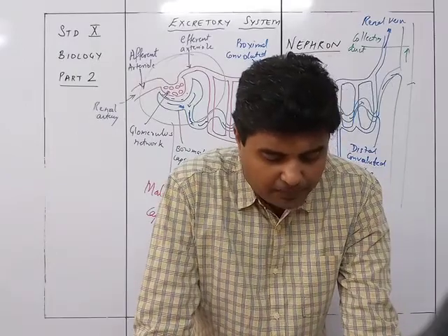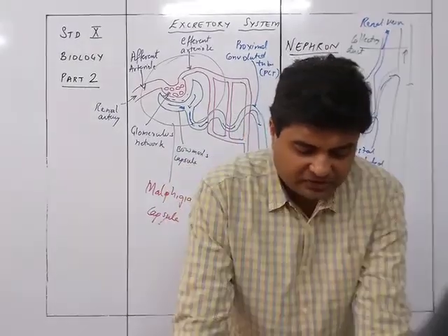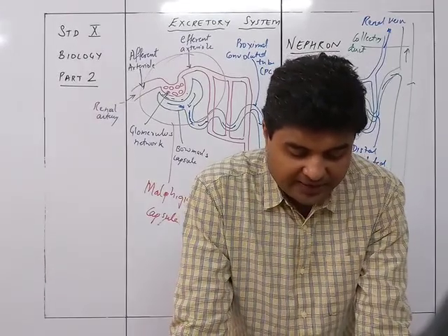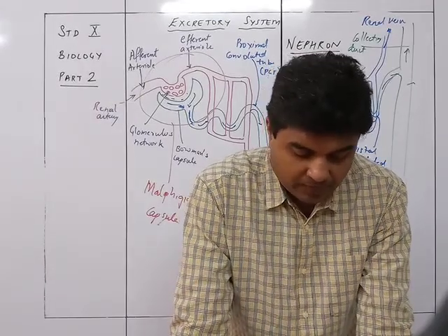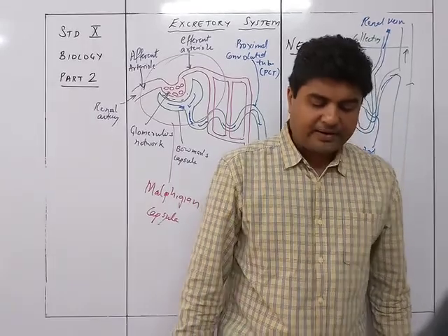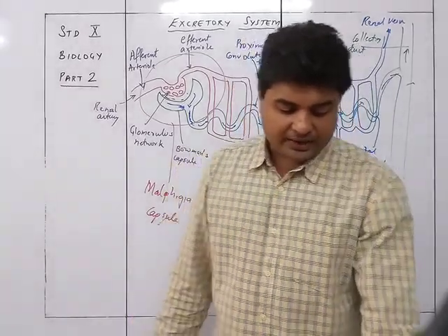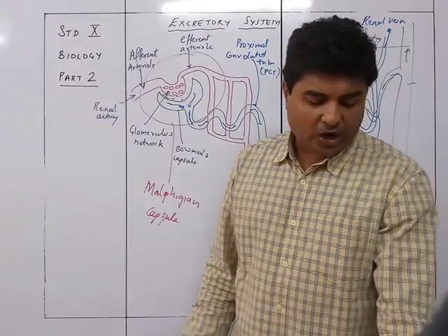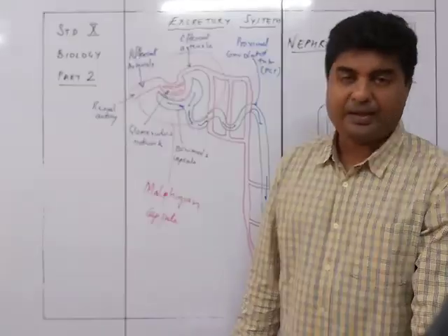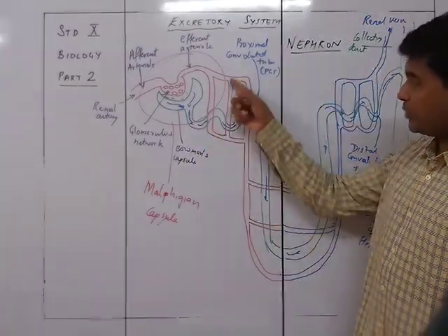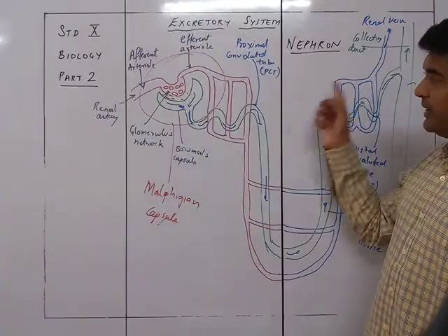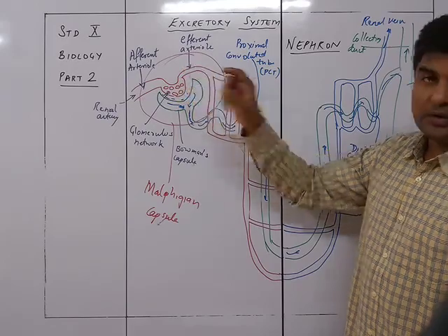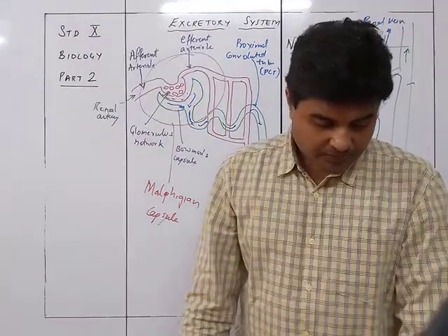This afferent arteriole breaks into a number of capillaries which form the knot-like mass, the glomerulus, closely fitting inside the Bowman's capsule. The reuniting capillaries of the glomerulus form the efferent arteriole. The efferent arteriole, after emerging from the Bowman's capsule, runs a short distance and breaks into secondary capillary networks. So these are the secondary capillary networks, whereas this one is the efferent arteriole, which is formed over there.